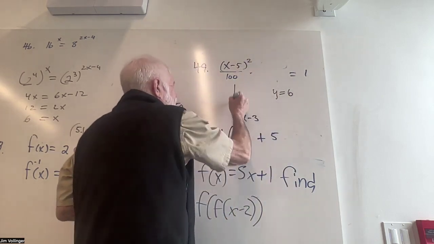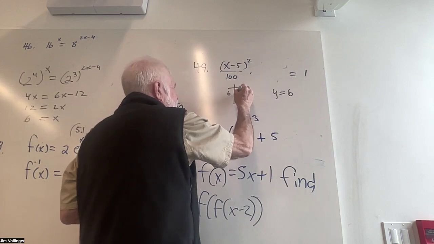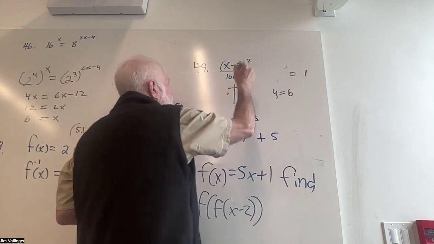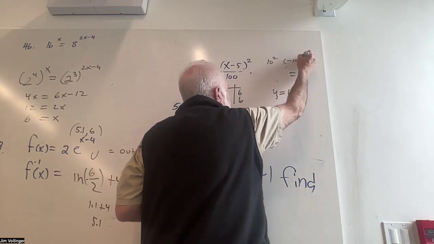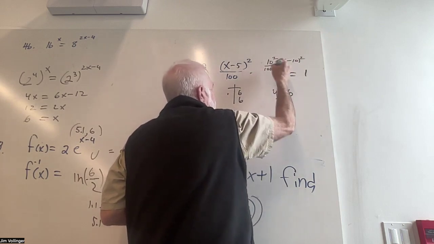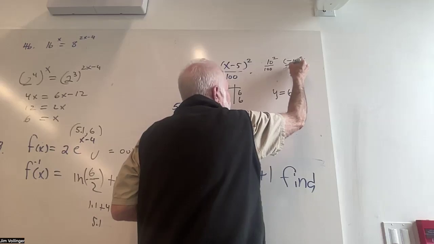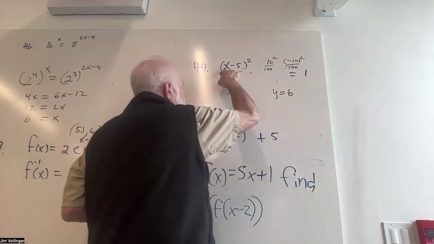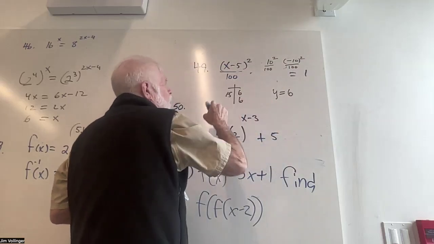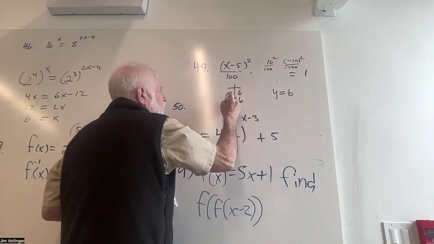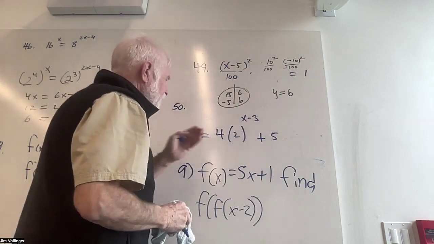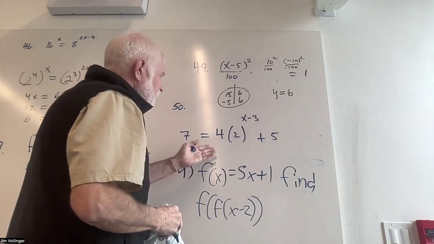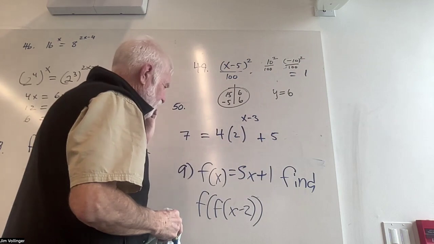And I can see a couple of numbers that work for 6. That would be 10 squared or negative 10 squared divided by 100 equals 1. What makes 10? 15. What makes negative 10? Negative 5. I'm looking for those numbers. All right, so now I'm going to do the inverse of this, I guess.